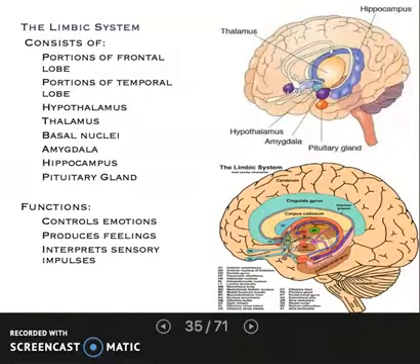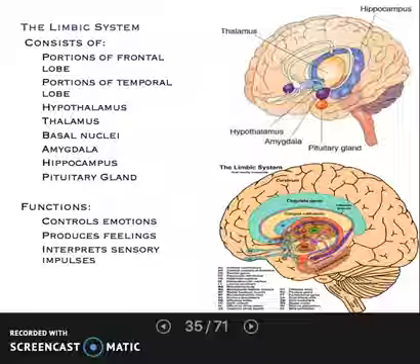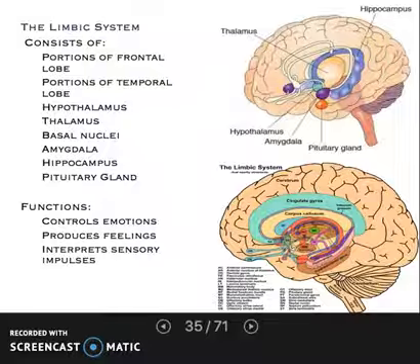Part of these associated regions of the deep, or the tissues just beneath the cerebral cortex, are called the limbic system. All right, so it includes portions of the cerebral lobes, but it also includes these deeper structures, and they all organize into this system that's sometimes been called the reptilian brain.